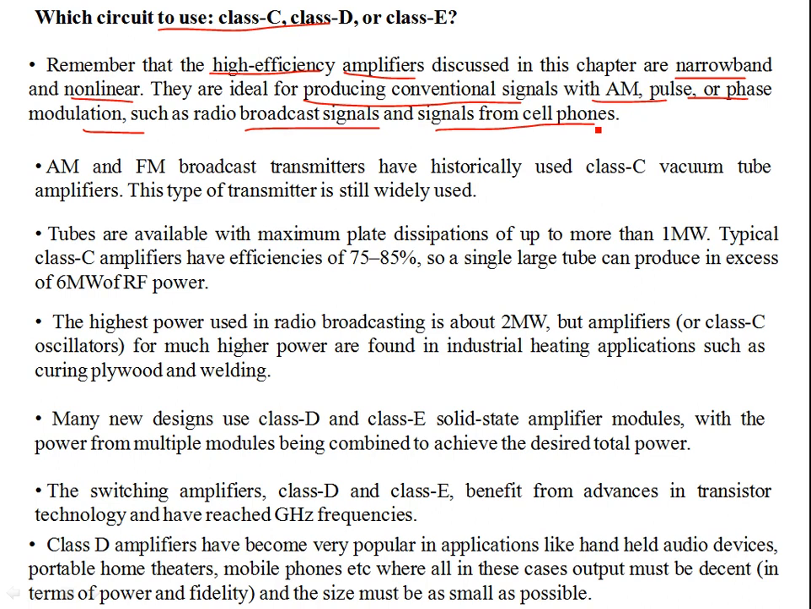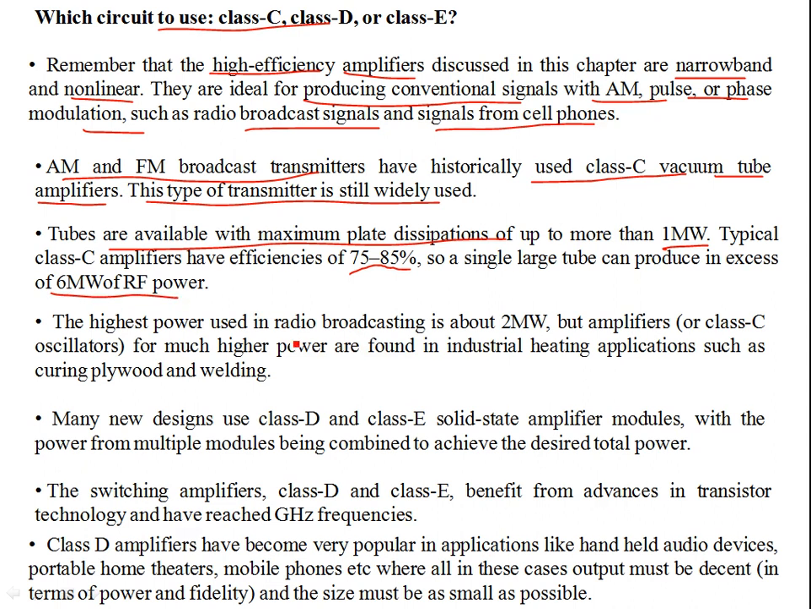using very low battery power or electricity, because they are highly efficient. For example, AM and FM broadcast transmitters have historically used Class C amplifiers with vacuum tubes for high power in excess of 6 megawatts, and this type of transmitter is still widely used. Vacuum tubes are available with maximum plate dissipation of up to 1 megawatt, and if you recall, Class C amplifiers have an efficiency of up to 85 to 90%. So a single large tube can provide in excess of 6 megawatts of RF power.